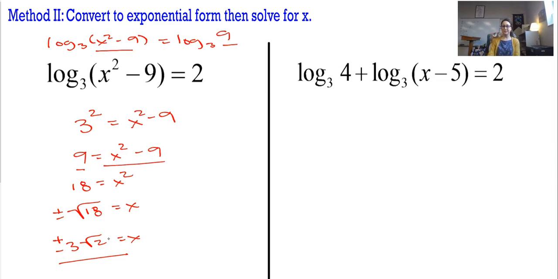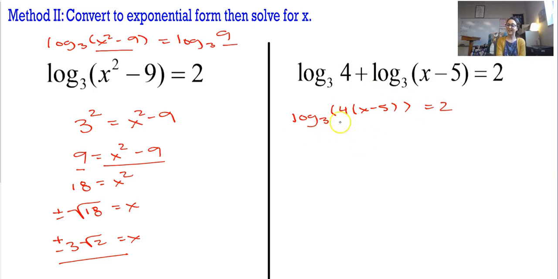Okay, for the second one, notice that I can't convert to log form or to exponential form from log form yet because I've got 2 logs. So any ideas? Let's condense this into one log using the product rule for logs. So I see plus on the outside. I can make this one log using multiplication on the inside.